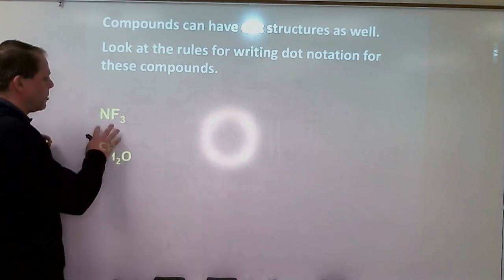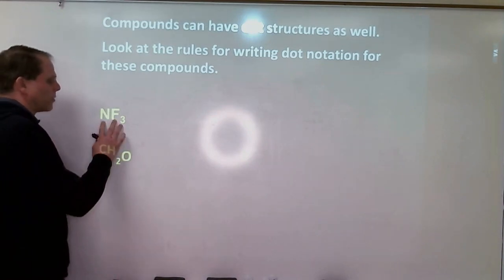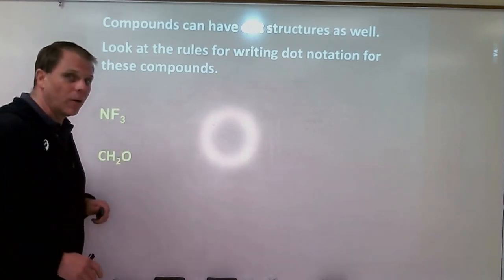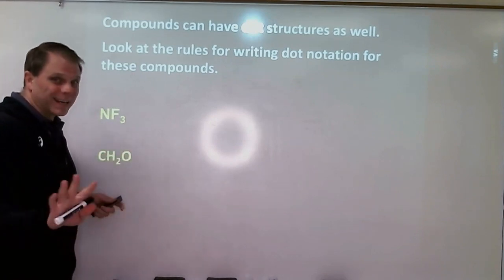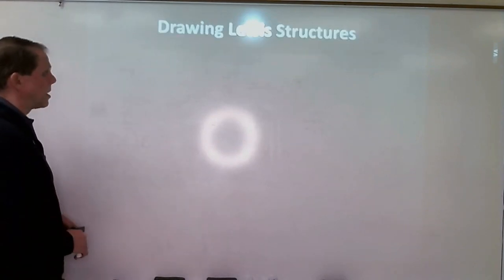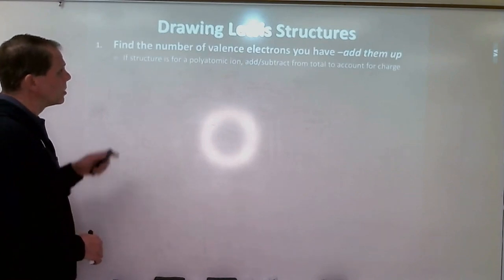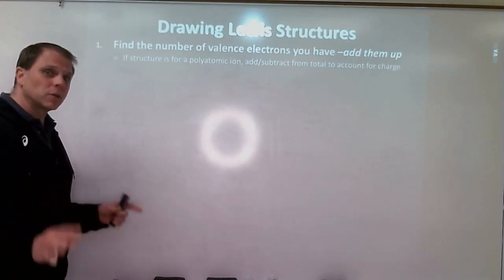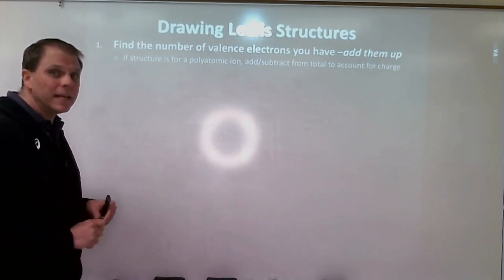And we're going to show you how to do the electron dot structure for NF3 and CH2O, but you've got to follow these rules. And again, these aren't in the book, so make sure you write these down. All right, so the first rule is figure out the total number of valence electrons that you have. You need to add them up.